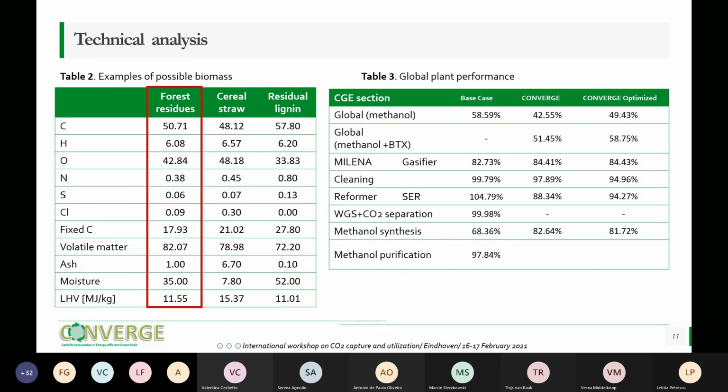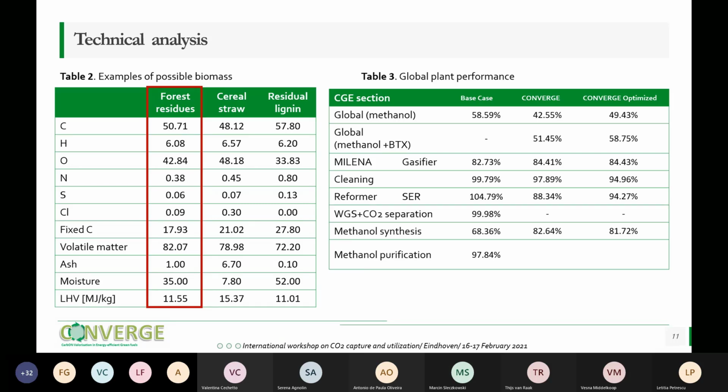The differences between the Converge and Converge Optimized designs are the following. In order to increase the efficiency, we have considered in the Converge Optimized design that the sorption enhanced reforming is operated adiabatically, and also the off gas from the electrochemical hydrogen compression is recycled to the sorption enhanced reforming in order to increase the methane portion. So the off gas from the methanol section is minimized, recycled as much as possible to the synthesis reactor, and in this case, the methanol production will increase.